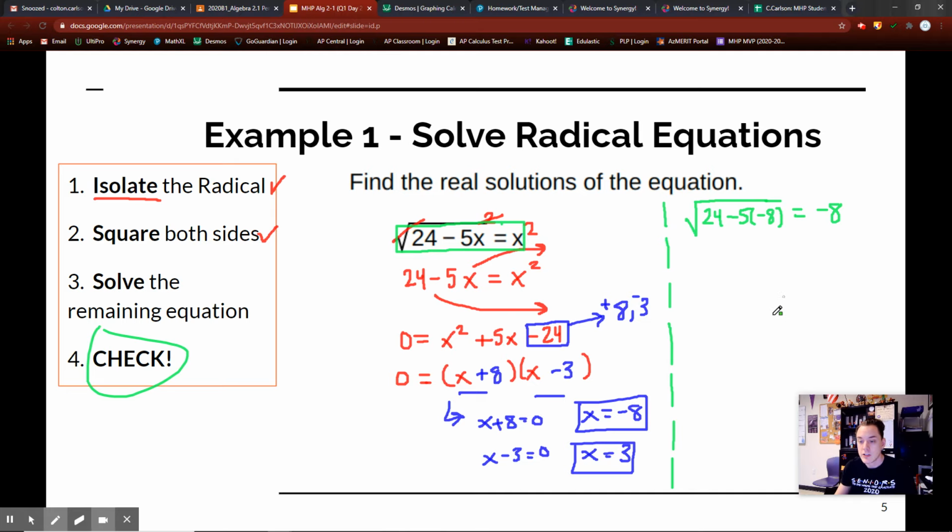So let's start going through it. This is 24, and then plus 40, because 5 times 8 is 40, and this is negative 8.